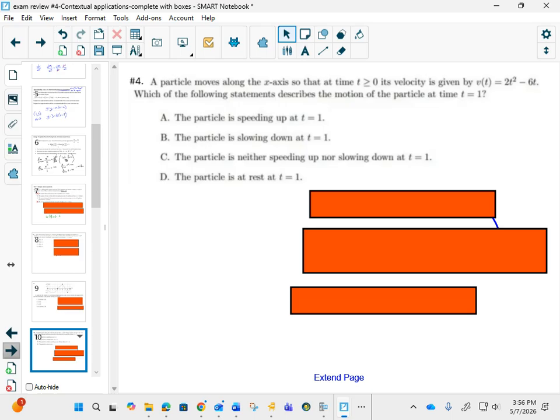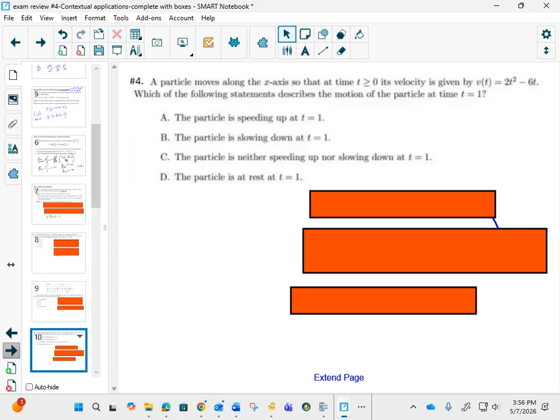A particle moves along the x-axis at time greater than 0, and its velocity is given by 2t squared minus 6t. Which of the following statements describes the motion of the particle at time equals 1? Sometimes in these kinds of questions I ask, what am I wanting to solve? I quickly skim through the answers and see a lot of speeding up, slowing down. So that makes me think I'm going to need to check velocity and acceleration.